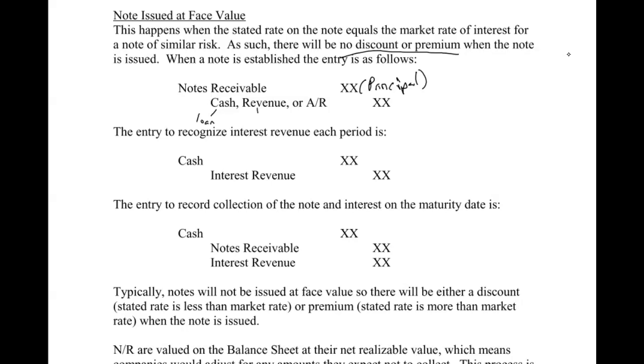If it was for a sale, meaning let's say we sold something and they needed a longer period of time to pay it off, they might sign a note for it. Or accounts receivable, this would be a switch from accounts receivable to notes receivable.